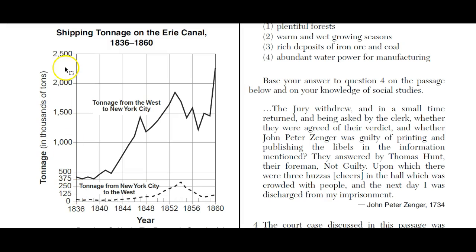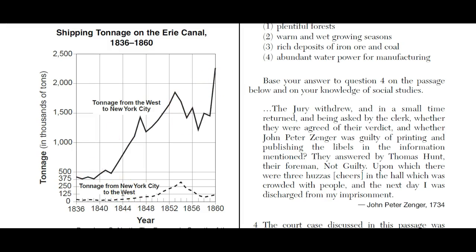0, 125 up to 2,500 tons, 1836 to 1860. Okay, so you start in 1836 with just 375 tons, and then it climbs hugely, and okay, bump, but then climbs hugely, and then bump, and then climbs again. Okay. That's tonnage from the west to New York City, so from the farms shipping out.